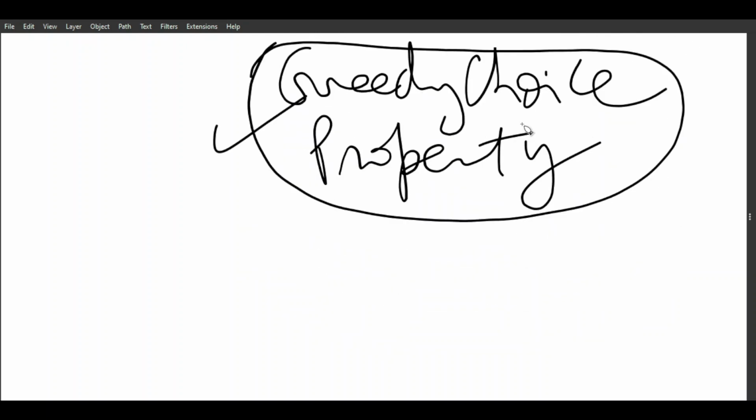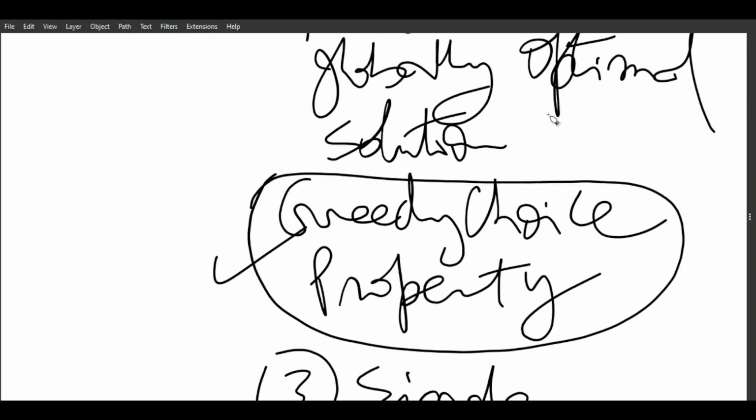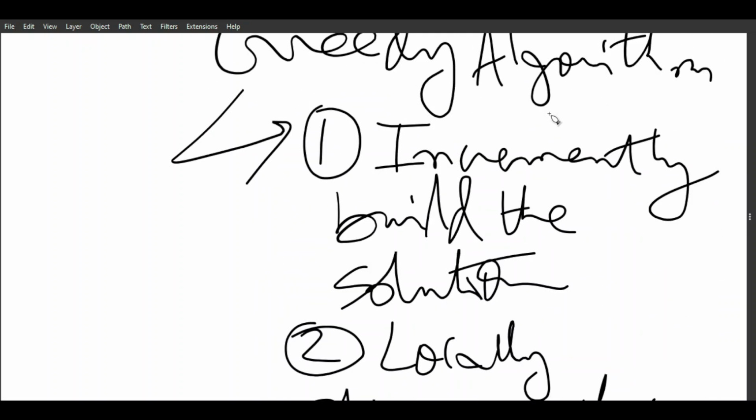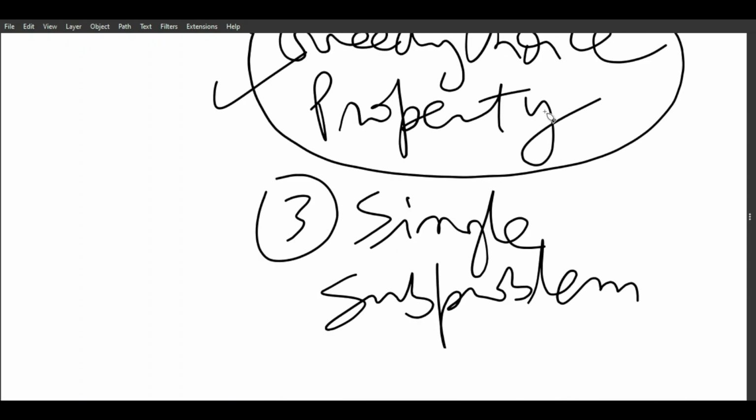And the third characteristic is a single subproblem. So the greedy choice property leads to a single subproblem. A larger problem becomes a smaller problem, and even before solving the subproblem we know our partial solution. So we incrementally build the solution by making a locally optimal choice, either maximum or minimum, and this leads to a globally optimal solution. We have only a single subproblem. So these are the 3 properties of greedy algorithm.